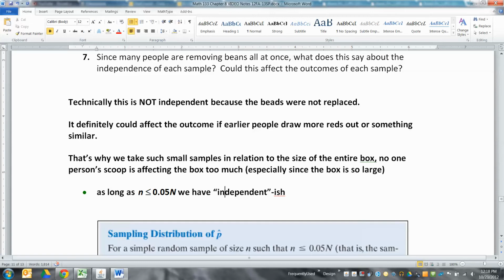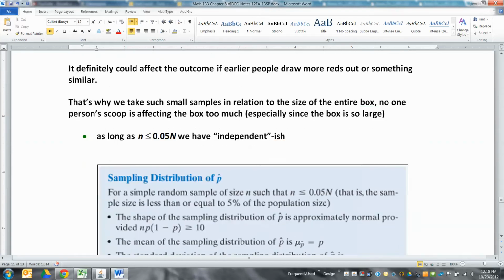As long as your sample is less than 5% of your total number in your box, right? So as long as you're taking a small enough sample that you're not going to greatly affect what's left for everybody else, then we'll say it's independent-ish, right? Now, independence is a big deal for us because we've seen it before, right?